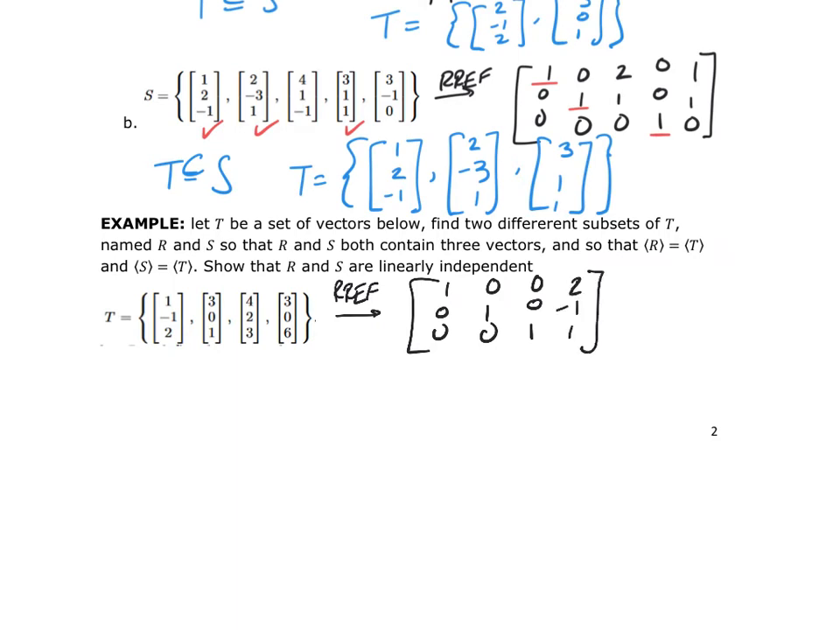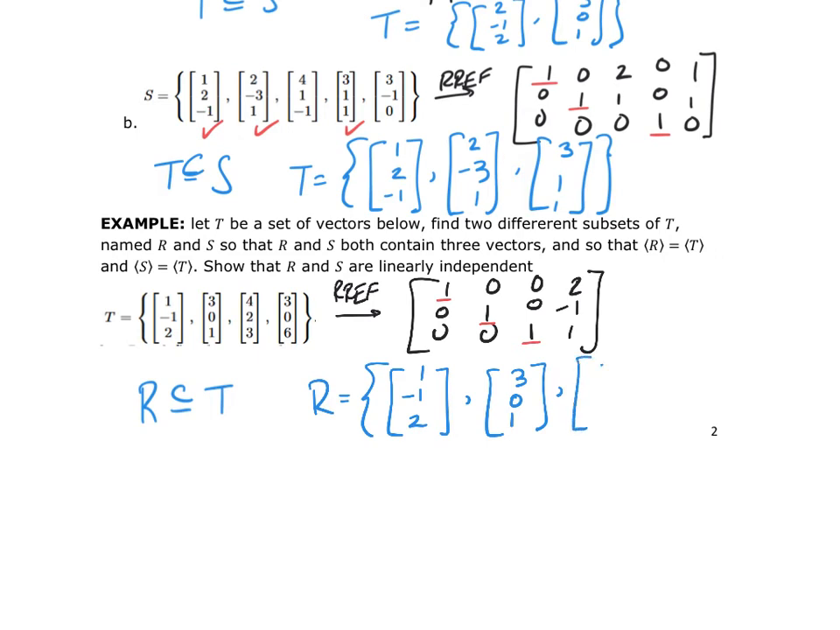Now we know the easy one is the first subset. The easy one is my pivot columns. So the first choice for R, which is a subset of S, a subset of T in this case, is going to be the vectors (1, -1, 2), (3, 0, 1), and (4, 2, 3). So that's my first choice.